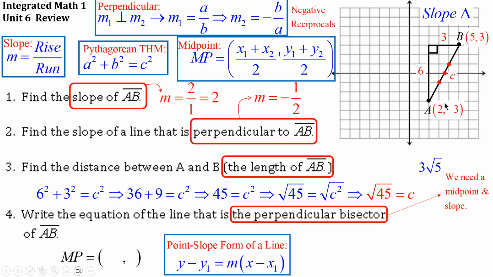Now, check this out. I'm thinking this is 3.5, but let's confirm that. 2 plus 5 is 7. 7 divided by 2 is 3.5. And then y sub 1 plus y sub 2 would be negative 3 plus 3 is 0, and 0 divided by 2 is 0. So if you can clearly see the midpoint, go for it. If you can't clearly see it, you might use your midpoint formula. Now I have everything I need because you guys have point slope form of a line right here. y minus y sub 1 equals m times the quantity x minus x sub 1.